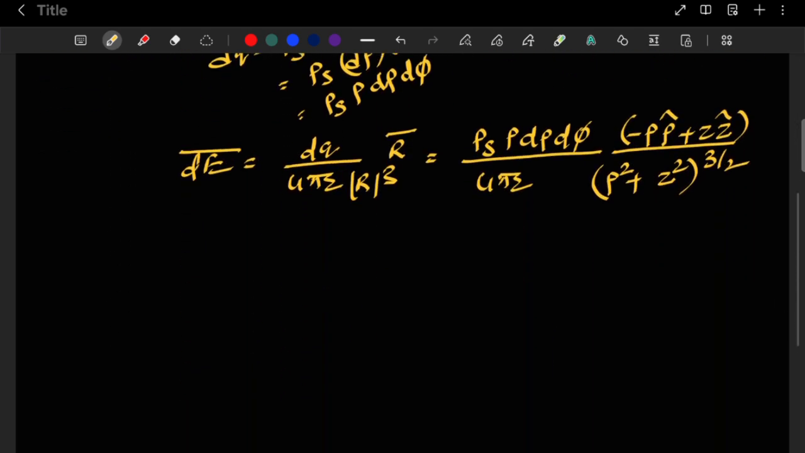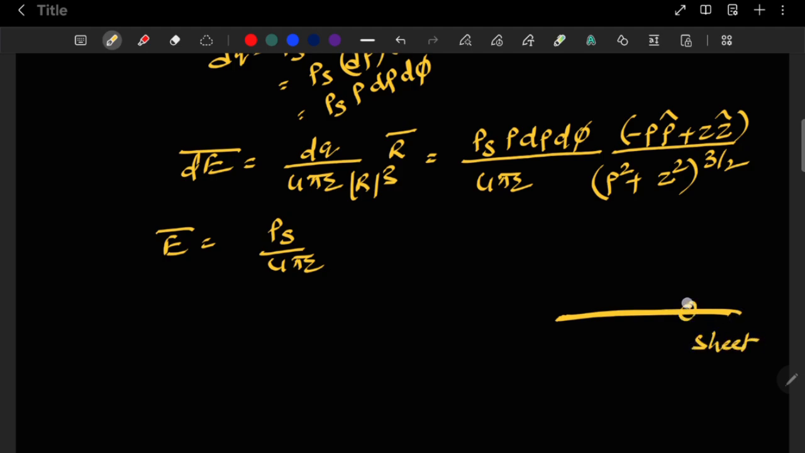Okay, then we have to do integration here with respect to rho and phi to get the complete electric field. So E bar is equal to rho s is constant, 4 pi epsilon is constant. Then we have to do the integration here. But before doing the integration, one more point is, this is the electric field we got only due to this differential charge, because this is the sheet we can take. Now, if this is the differential charge dq and this is the OP, because of this particular charge, you will get the electric field like this.